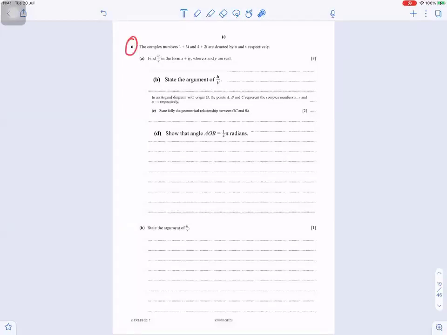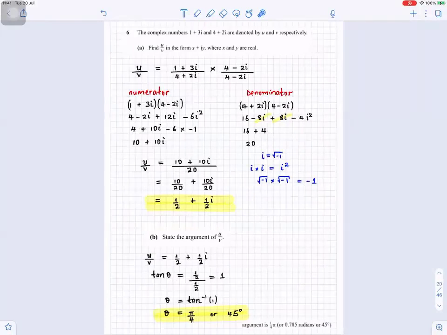Question number 6. It has part A, part B, part C, and part D. The complex numbers 1 plus 3i and 4 plus 2i are denoted by u and v respectively. Find u divided by v in the form x plus iy, where x and y are real. So u is 1 plus 3i, v is 4 plus 2i. We multiply by the complex conjugate. So you change the plus to minus. So you multiply by 4 minus 2i over 4 minus 2i.